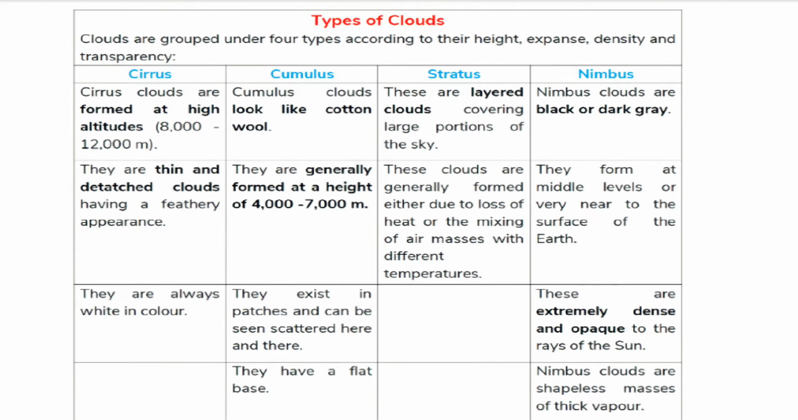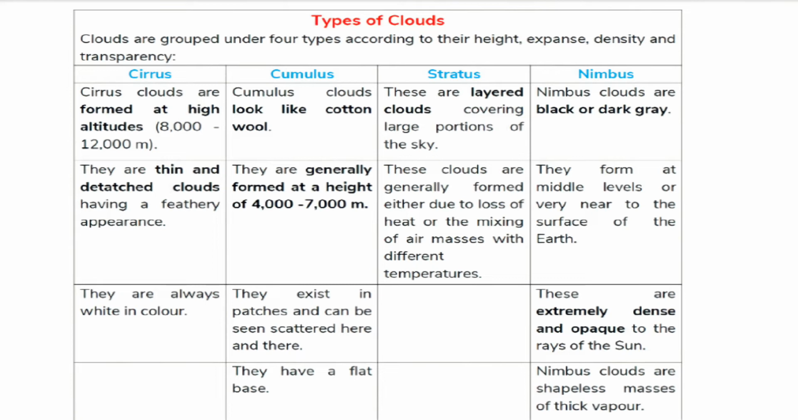Stratus. These are layered clouds covering large portions of the sky. These clouds are generally formed either due to loss of heat or the mixing of air masses with different temperatures.